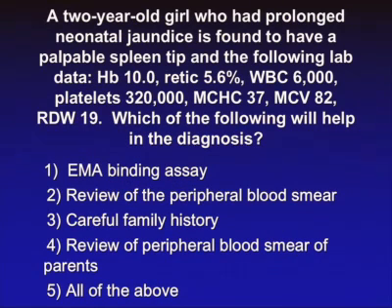Okay, now what do we have? A 2-year-old girl, noted to have prolonged neonatal jaundice, found to have a palpable spleen tip in your office, and she has the following labs. So hemoglobin of 10, a little bit low, retics 5.6, white count 6,000. We'll say she has a normal diff. Platelets 320,000, MCHC 37, which is a teeny bit high, MCV 82, and an RDW of 19. Which of the following do you think will help in the diagnosis?